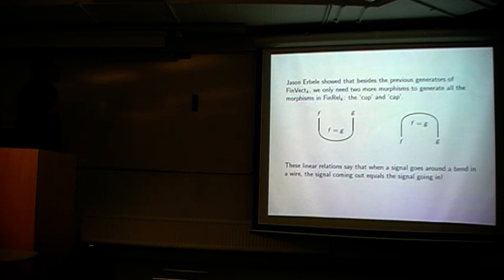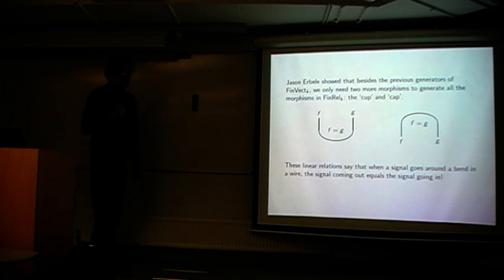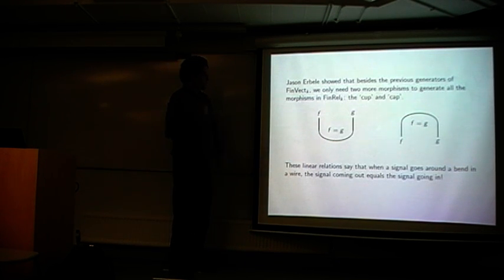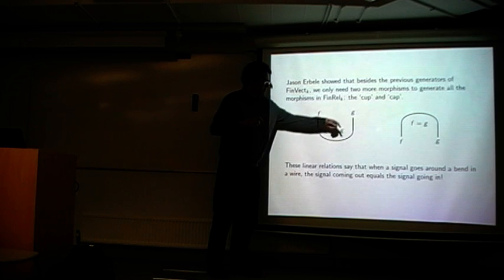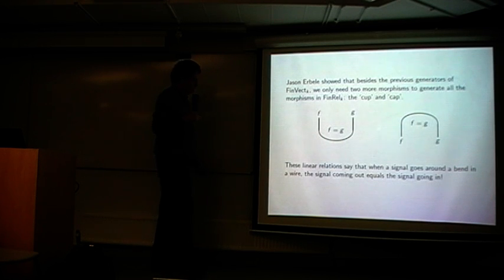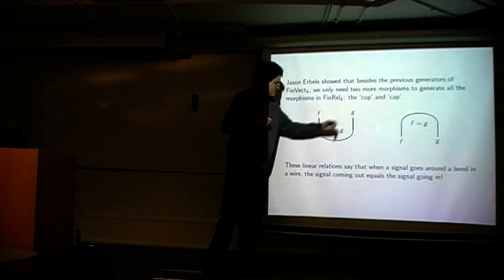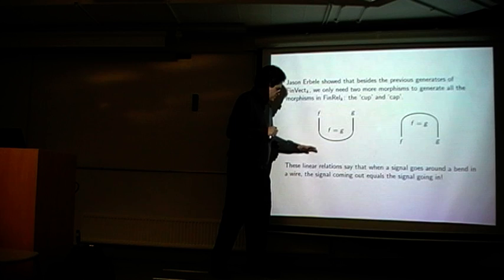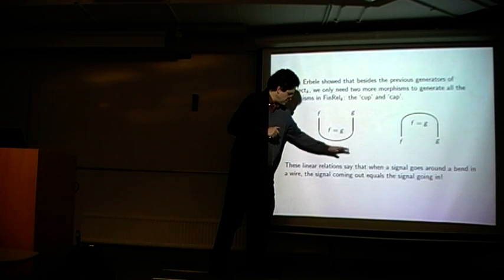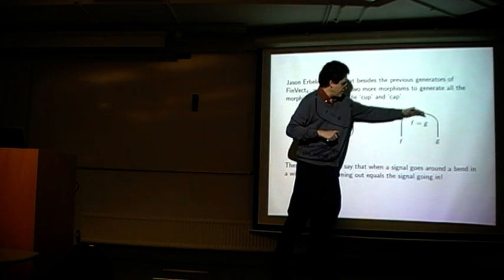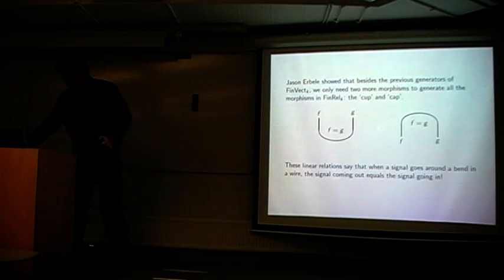So Jason has shown that besides the generators we've already seen in fin-vect, you only need two more to get all the morphisms in fin-rel. And those are these ones that I was hinting at, called the cup, is it shaped like a cup, and the cap. So these linear relations say that when a signal goes around the bend, the signal coming out has to equal the signal coming in. So they're not functions. In fact, here there's nothing interesting coming out, just because this is the zero-dimensional vector space down here. And here there's nothing interesting coming in, but they're interesting as relations.